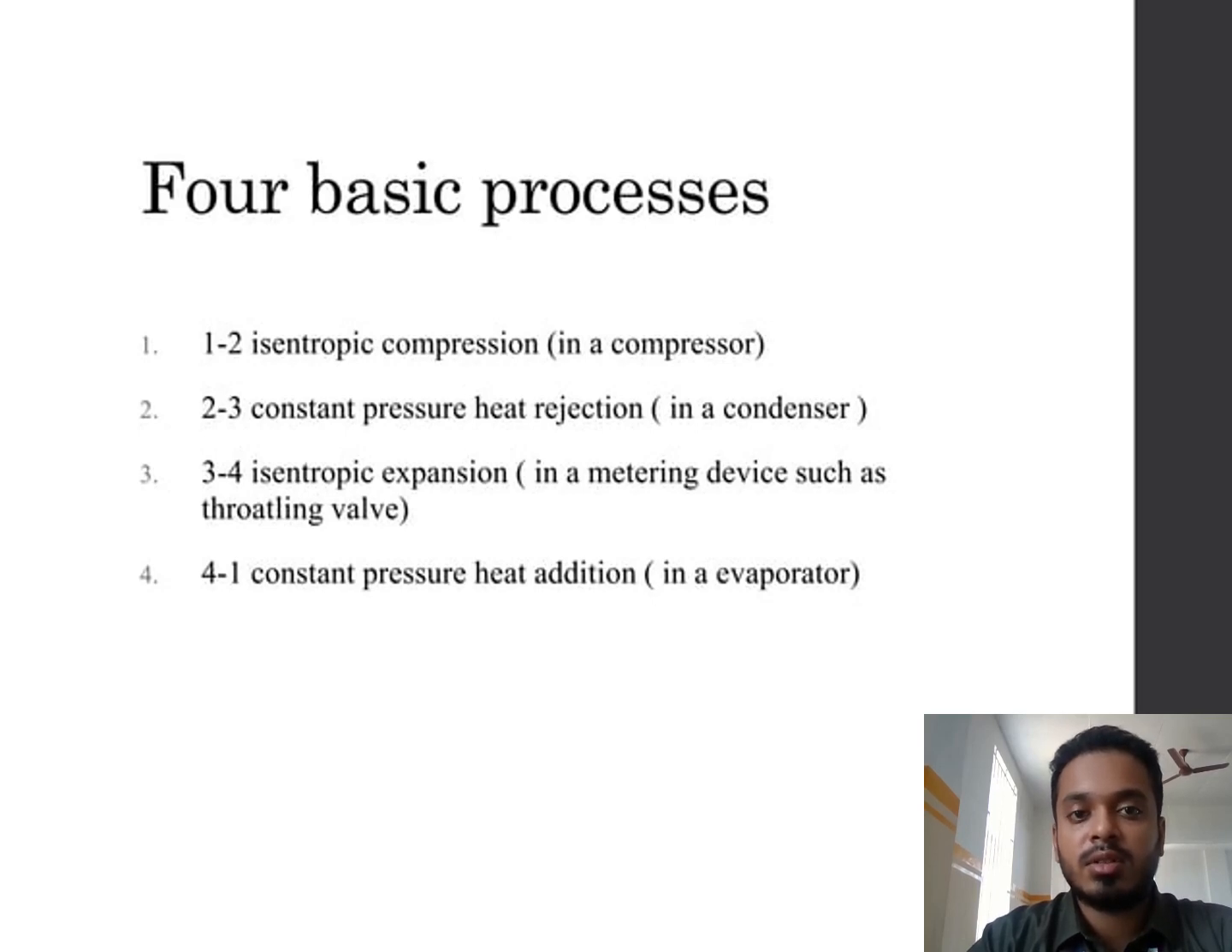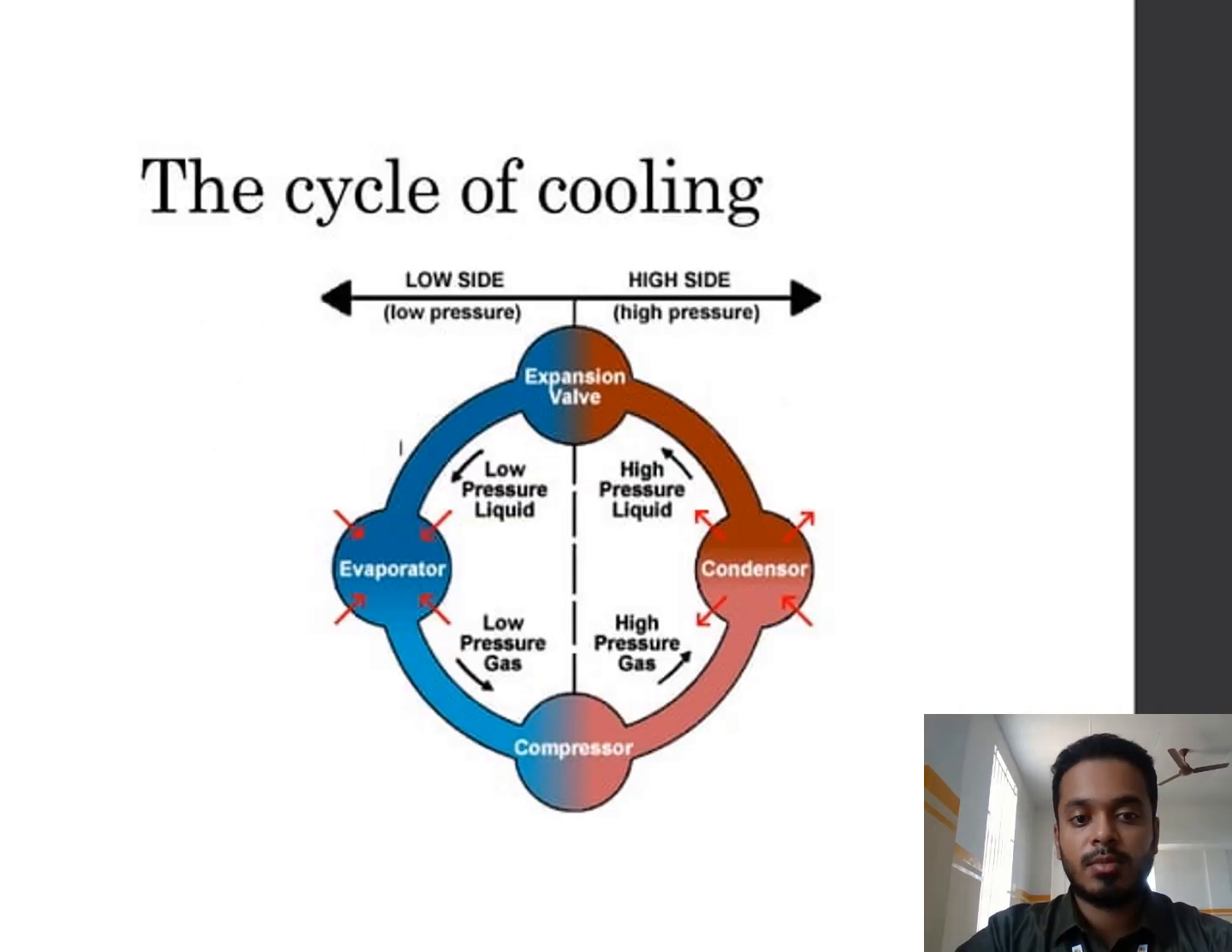The first process is from 1 to 2, which is isentropic compression, which happens in a compressor. The second one is 2 to 3, which is constant pressure heat rejection, which happens in a condenser. The third one is from process 3 to 4, which is isentropic expansion, which happens in a throttling device or an expansion device. The fourth one is from process 4 to 1, which is constant pressure heat addition that happens in an evaporator. This is the cycle of cooling.